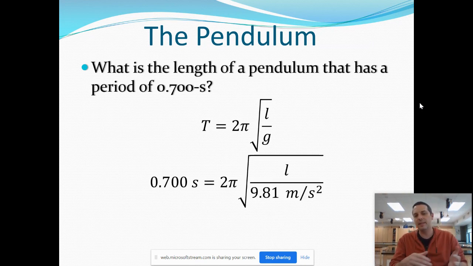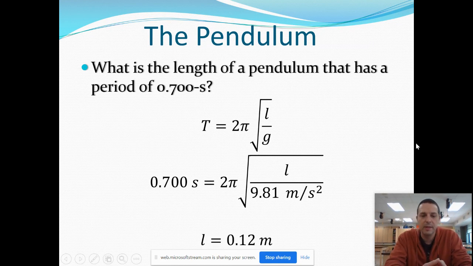So I'm going to plug in some values that we know. We know T is 0.7 seconds, and we know g is 9.81 meters per second squared. In this scenario, you would just divide 0.7 by 2 pi, square what you get from that, and then multiply by 9.81, thereby isolating the L term that we're solving for. And when you do so, you'll find that the length of the pendulum would be 0.12 meters.